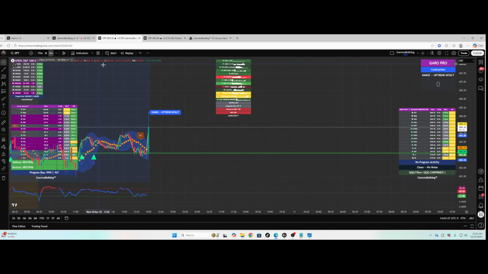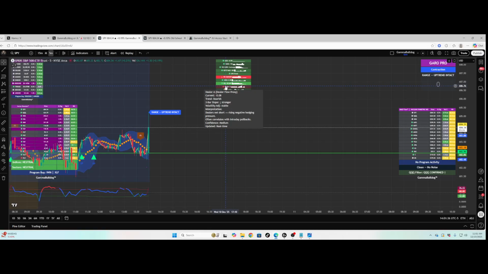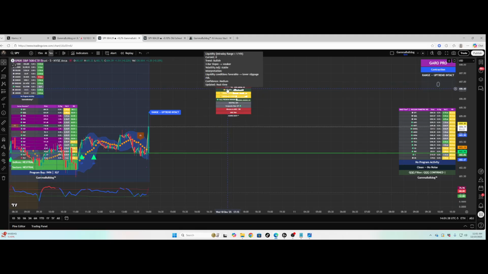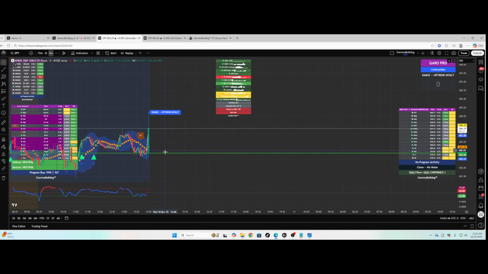We're on the SPY 5-minute. All of these features have hover to tell you what they are and what the recommendation is. So big thing here, call premium winning. The first move was up. Anything trading above this initial FOMC line going forward is bullish. Anything below this line is bearish.